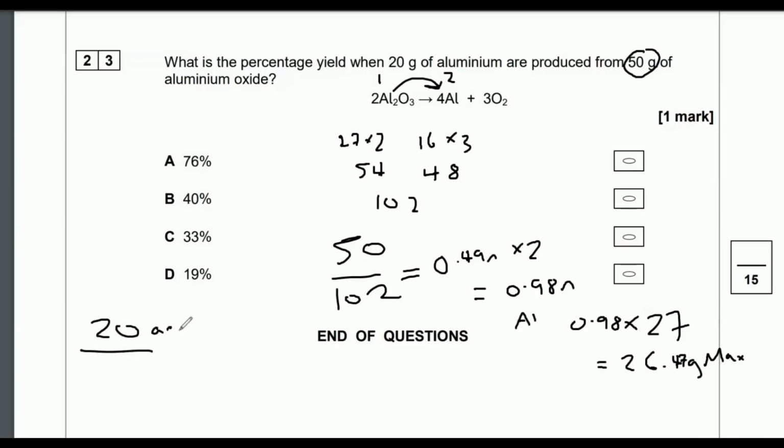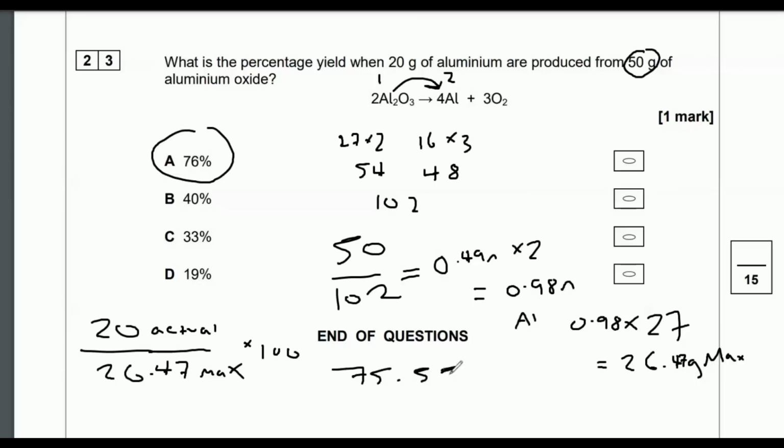Now, obviously, we haven't made that. We've only got 20 grams. So let's do the actual mass we made over the maximum amount we could make times 100, and that will give me my percentage yield. So 20 divided by 26.47 times 100, and that's going to come out at about 75.5 or something around those lines. Oh my God, I can't talk. That's going to be A is the closest answer to that. So that's the correct one.